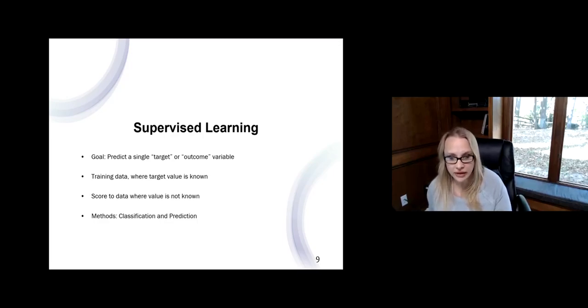So the gist of it is, in supervised learning, your X's and your Y's are predefined and labeled, so you know exactly what you're trying to predict, and in this case, it's usually some Y outcome variable.